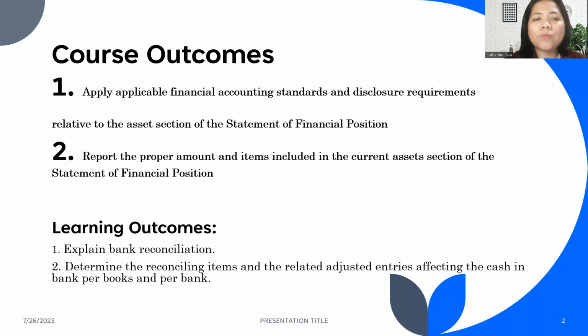Number two is to determine the reconciling items and the related adjusting entries affecting the cash in bank per books and per bank. Actually, for number two, we will be determining the reconciling items appearing both per ledger or per books and per bank. However, for adjusting entries, this pertains to our reconciling items per ledger. Okay? And for number three, prepare a bank reconciliation.